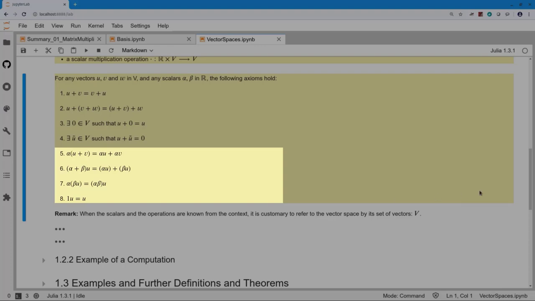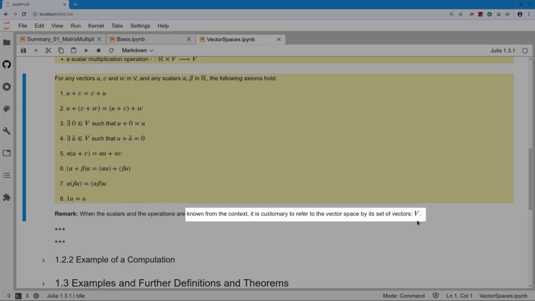Now, one comment here is about the set of vectors V that I've just used to form this vector space, with the scalars and all these operations and properties of the operations. Typically we know from context what the scalars are, and what the addition operation and the scalar multiplication operation are. So when it's known from the context, when I don't have any problem figuring out what is actually meant, we'll just write the collection of vectors V and say we have a vector space V.